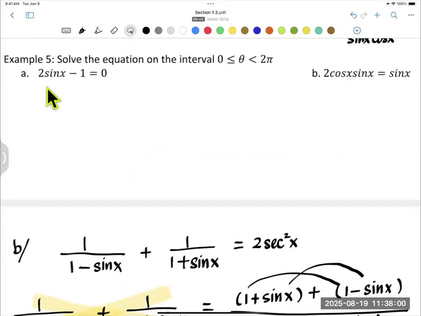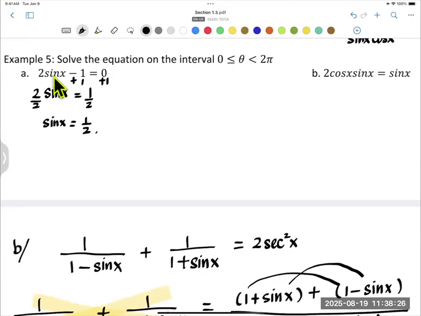So let's take a look at the first one. I have 2 sine x minus 1 equals 0. In order to do this, we want the trigonometry function to stand by itself, so we will have sine x. We're going to add 1 on both sides, and we will have 2 sine x equals 1. Divide by 2 on both sides. We will have sine x equals 1/2.